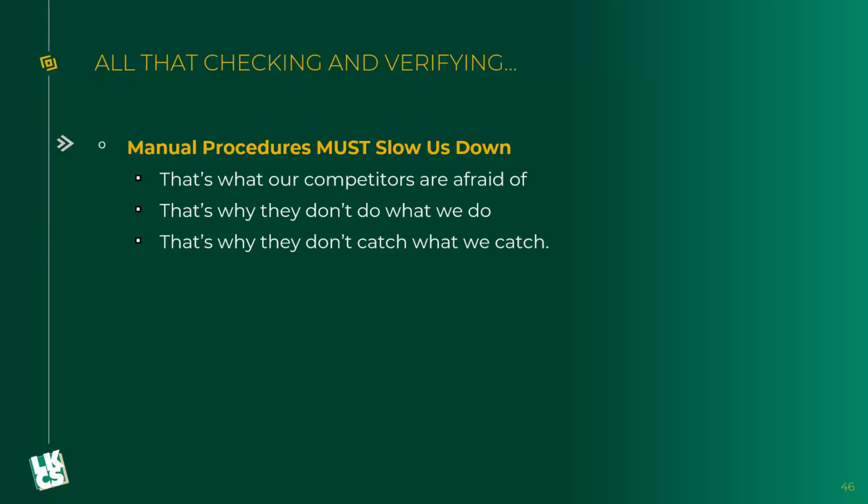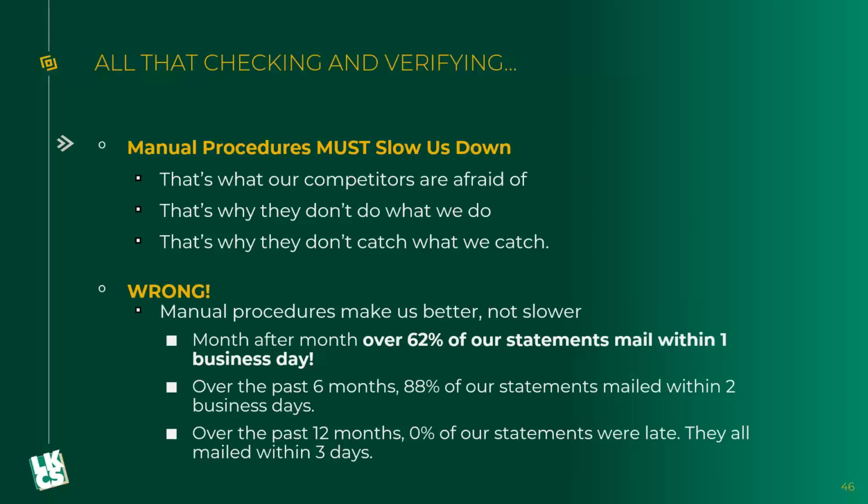So all of those manual procedures, right, our competitors think that must slow us down. That's what they're afraid of, but they don't. And that's why our competitors don't do what we do, and why they don't catch the things that we catch. And that's why our error rates are so much lower than the industry standards. Manual procedures make us better, not slower.